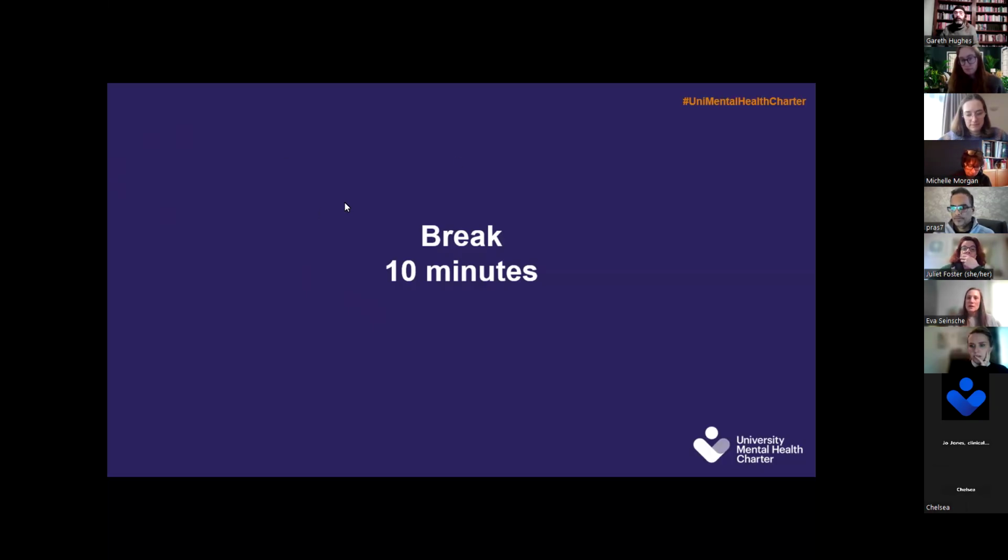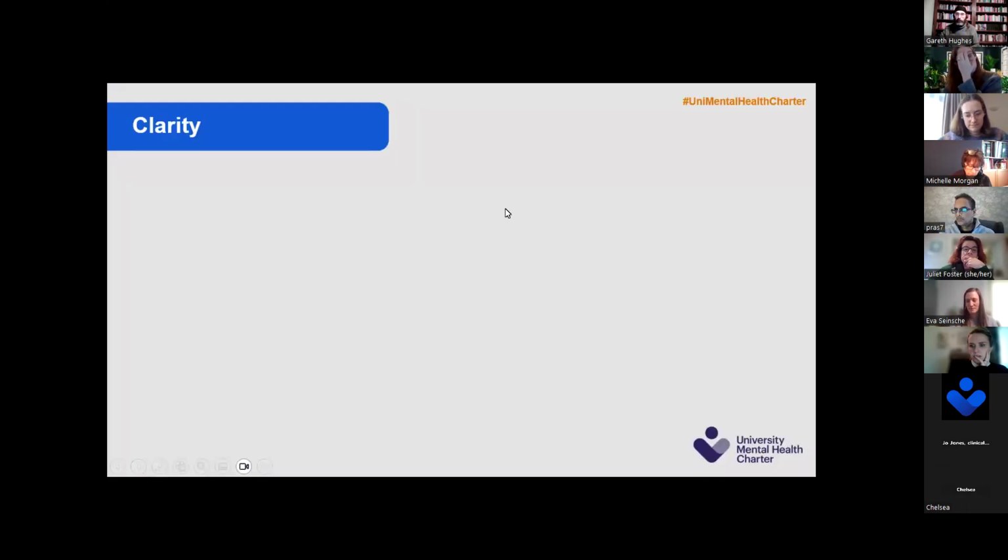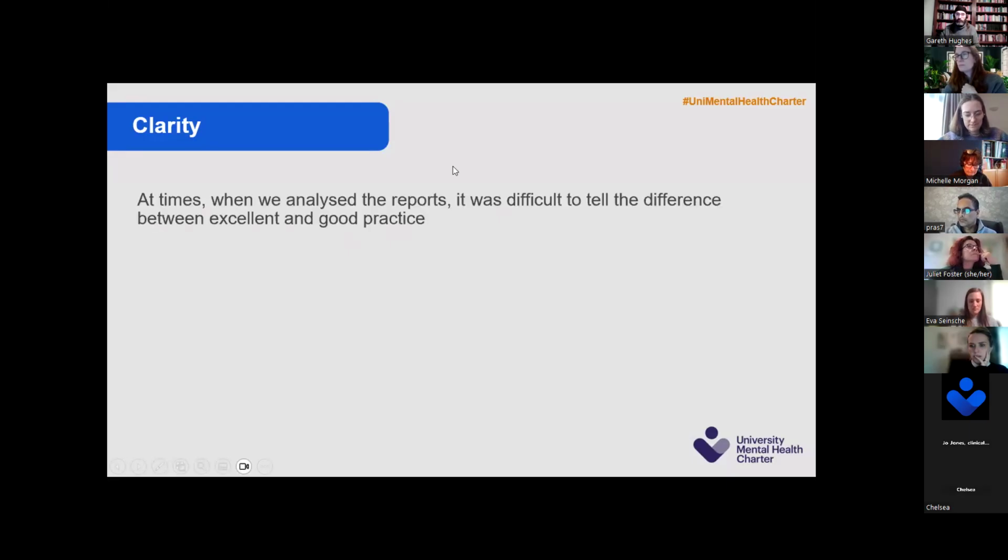Good. All right then. So we want to talk a little bit more about the way in which we clarify, particularly around good and excellent practice. There are some specific reasons for this: being clear with universities, and our ability to extract information from the reports when we come back and analyze them. As I said earlier, there were times when it was really difficult to tell the difference between excellent and good practice. We'd have similar things in two universities, and in one it would say it was good practice, and in another excellent practice. It was hard to tell what the difference was between the two.